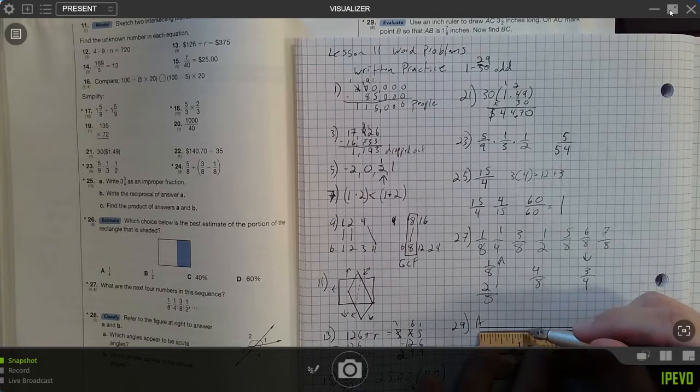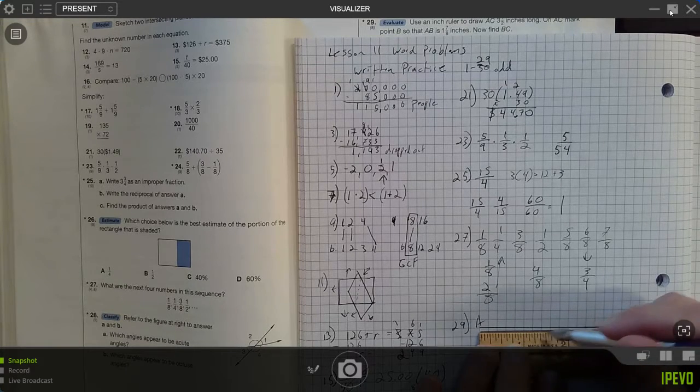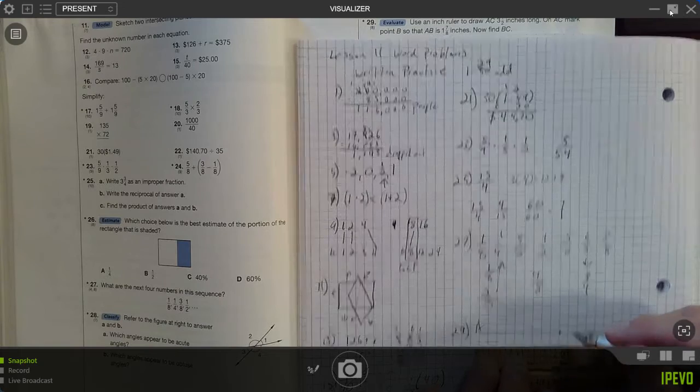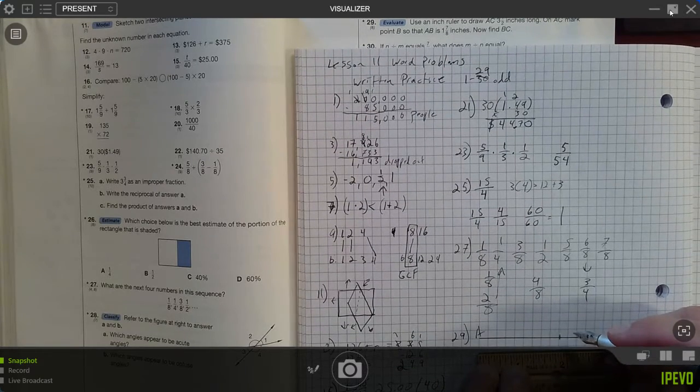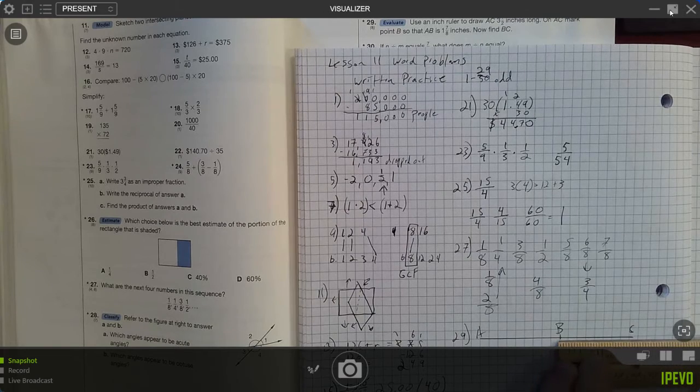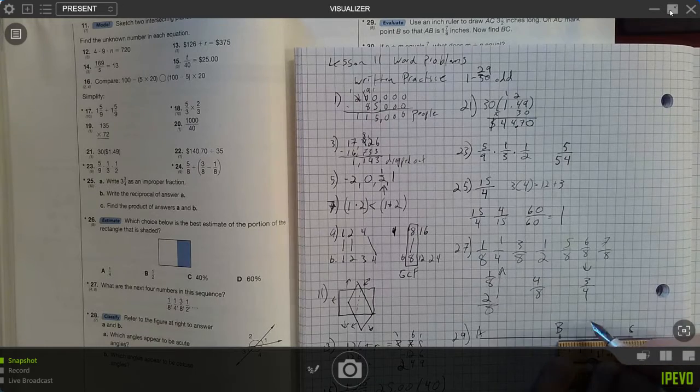1, and then 1, 2. Let's see. So this is 4/8 are these guys. So 1, 2, 3, 4, 5, 6, 7. Okay. So that's B, and now we're trying to find BC. Well, I can just do that, and that's 1 3/4.